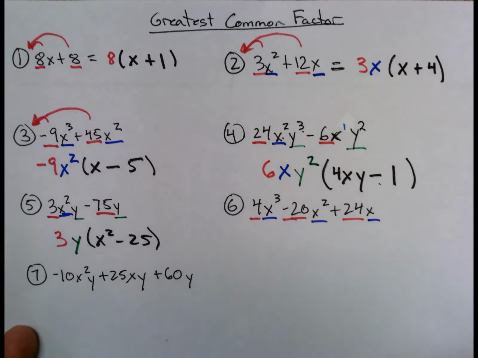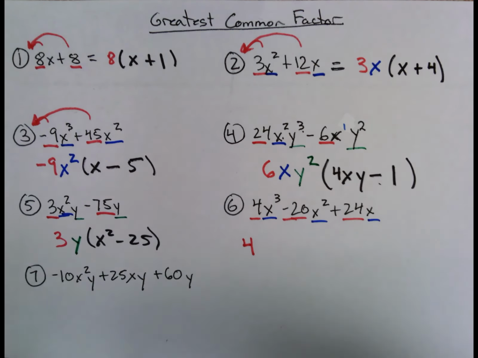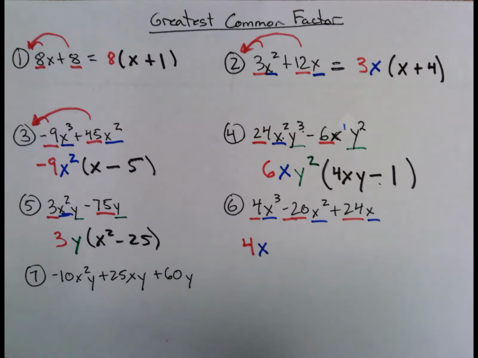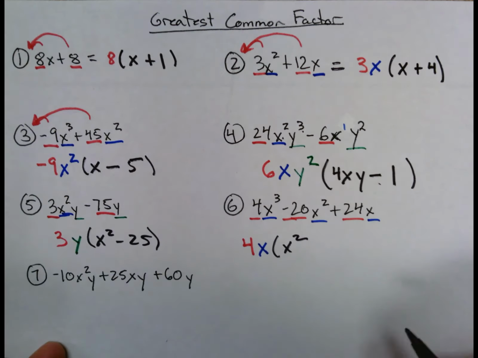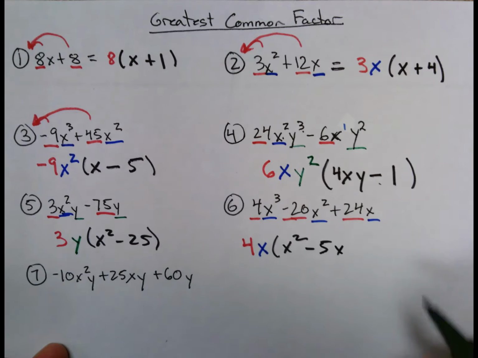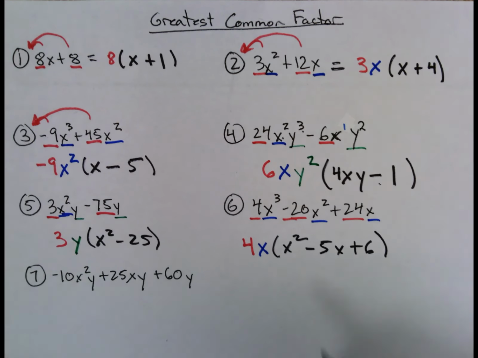So for my numbers, it looks like I can pull out a 4. For my x's, it looks like I can pull out an x because there's an x to the first here. So I want to do that. And what you are left with then is an x squared, and then you have a minus 5x, because this was a negative 20, and then plus 6 as your remaining factor. 4x is your greatest common factor.